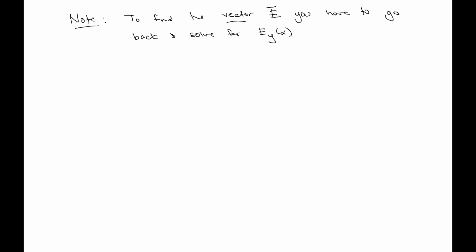If I really wanted to find the full electric field at that point, to find the vector electric field, you have to go back and solve for the y component. Then you would have the full field, because E would be equal to E_x in the x hat direction plus E_y in the y hat direction. I recommend you do it for fun. Why not?